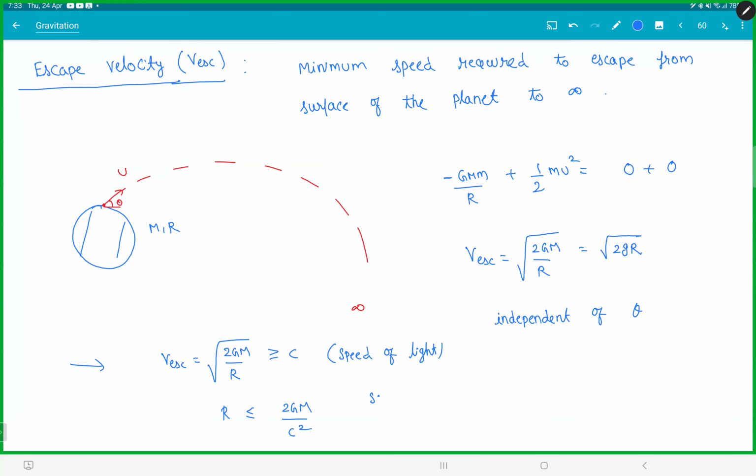This thing is called the Schwarzschild radius, named after a German scientist. So this is a condition for a black hole. If a planet or a star or something reaches this radius, it becomes a black hole. You need to understand there's a c square sitting in the denominator, a huge number.